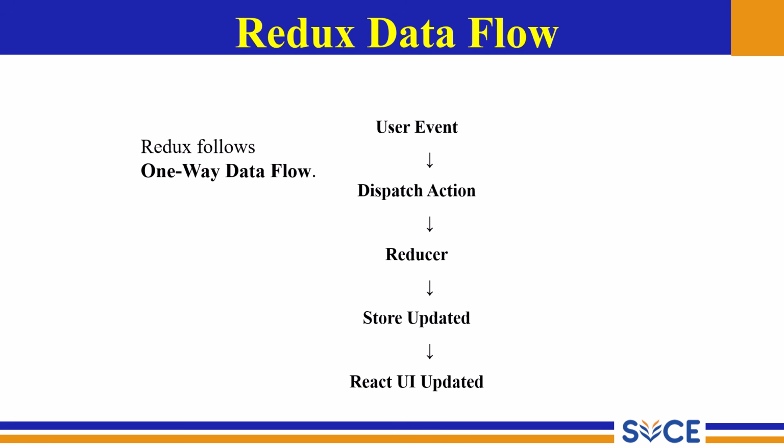Redux data flow. Redux follows a one-way data flow, unidirectional. The sequence is user event, dispatch action, reducer, store updated, React UI updated. Because data flows in only one direction, Redux applications are easier to understand. Developers always know where data comes from and where it goes.